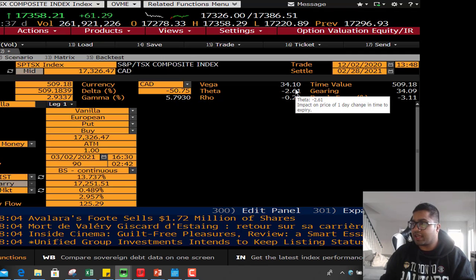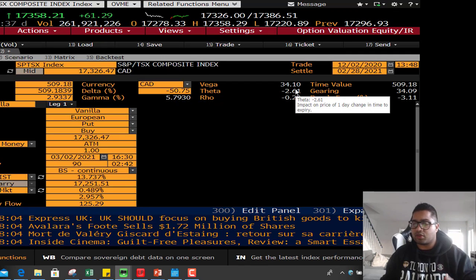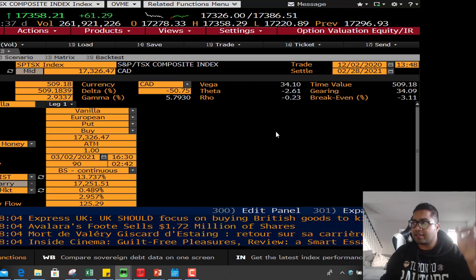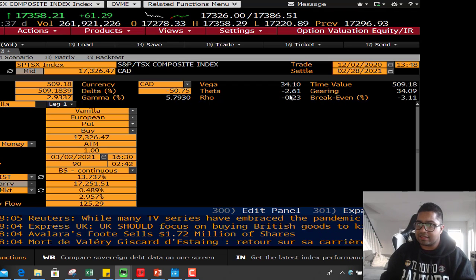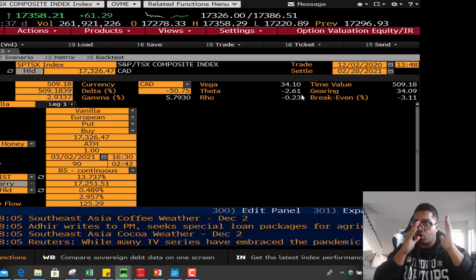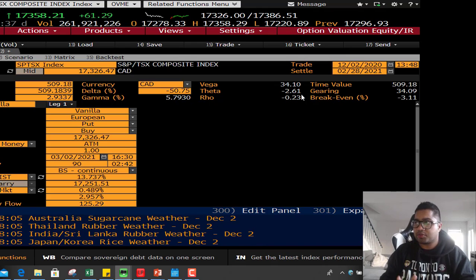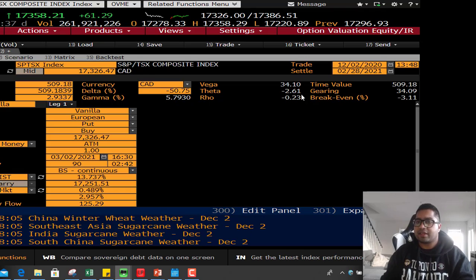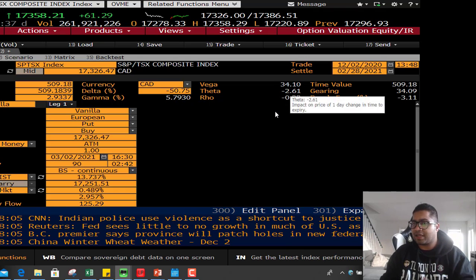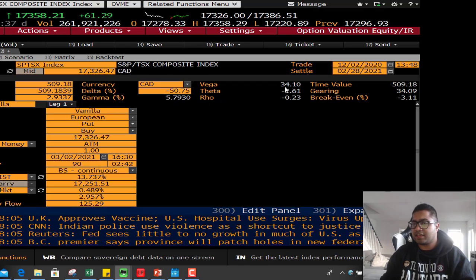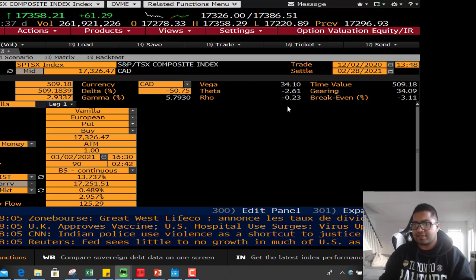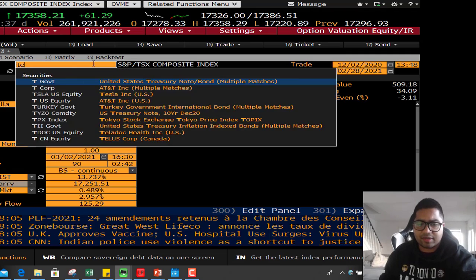Okay, Vega is 34 again. So every 1% move in volatility, this option will move by 34%. Theta is $2.60 negative, please note. So as an option buyer, you always lose money if you stay in the option, and as an option seller you make money. How much money do you lose if you're a buyer? $2.60 each day. Price is 509, so each day you will lose $2.60. Okay, Rho is 0.23.